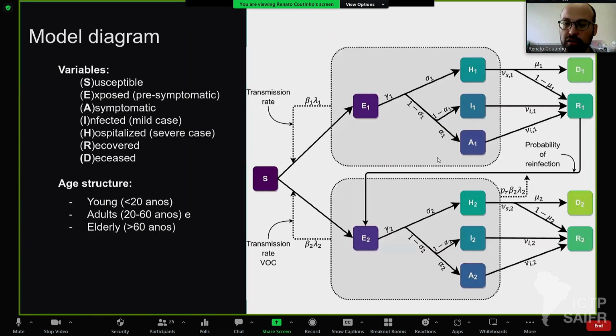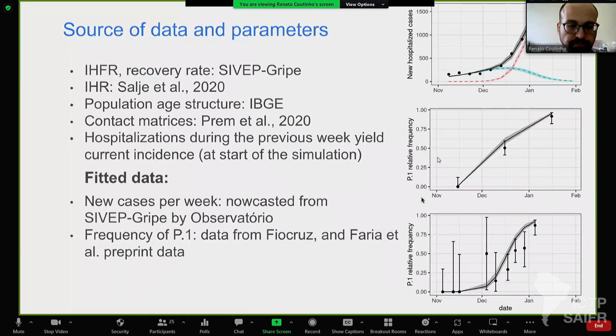Well, this is a large model. Not really large, but already a lot of parameters. You have the incubation period here, and then you have the probabilities of hospitalization, mild disease and asymptomatic disease, and also the chance of death of the hospitalized cases. You have the rate of recovery and so on, for each age class. We already had to estimate a lot of these parameters, which we got from the literature.